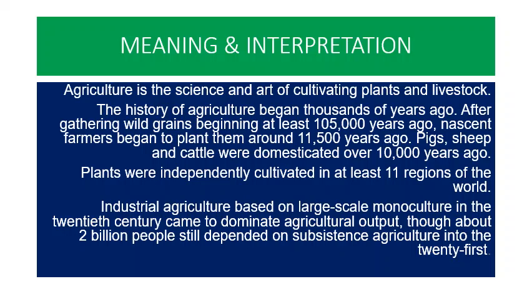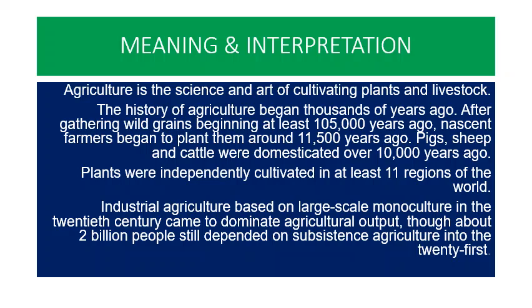The meaning of agriculture. Agriculture is the science and art of cultivating plants and livestock. The history of agriculture began thousands of years ago after gathering wild grains, beginning about 105,000 years ago. The nascent farmer began to plant crops around 11,500 years ago, and he started rearing pigs, sheep, and cattle, which were domesticated about 10,000 years ago. That's how agriculture began.